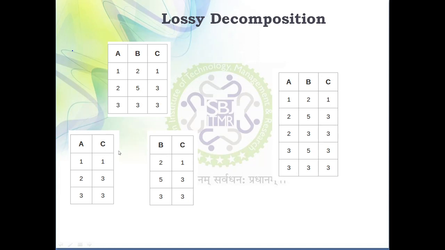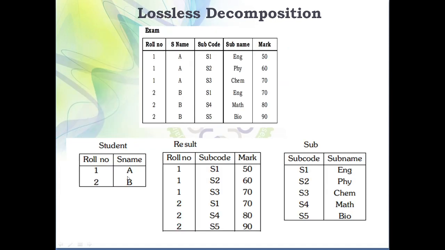In case of lossy decomposition, this common attribute C is non-prime. What is prime and non-prime? In case of prime, no duplication is there, and in case of non-prime, there is duplication. So here you can see for C, the value is repeated, so it is non-prime, and here also the value of C is repeated, so it is non-prime. So in this case, in both tables we have a non-prime attribute, but in case of lossless decomposition, here roll number is non-prime in one, but here it is prime. Why is it prime? Because here no duplication is there.